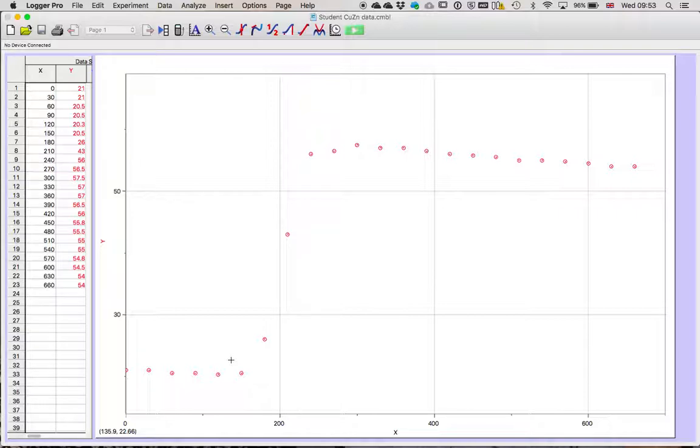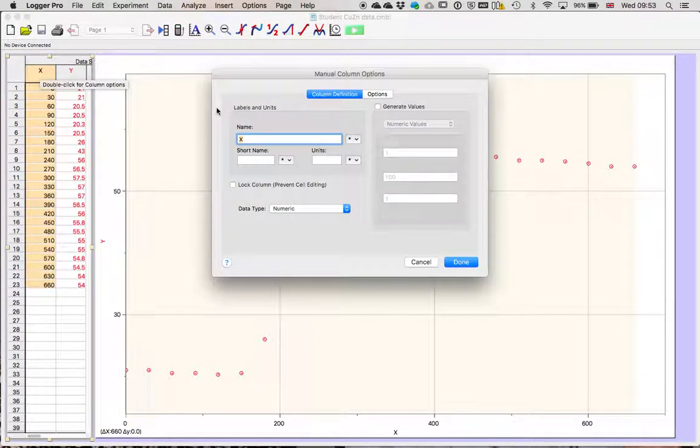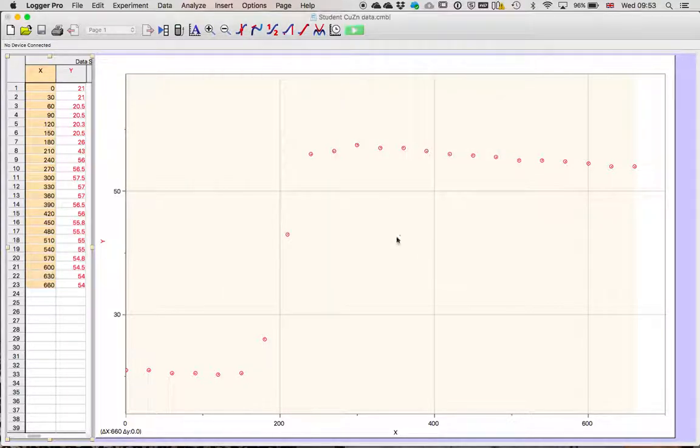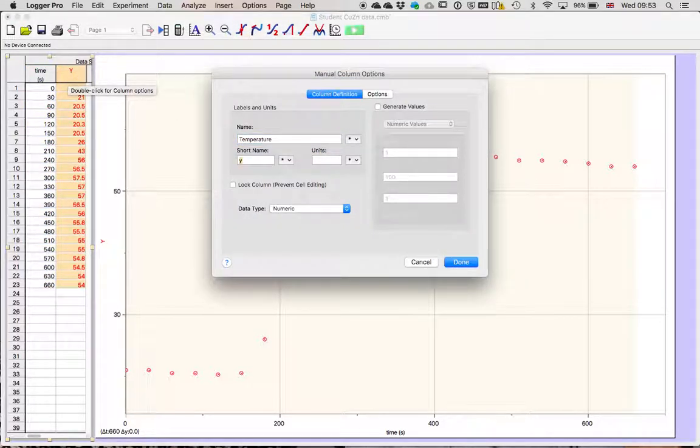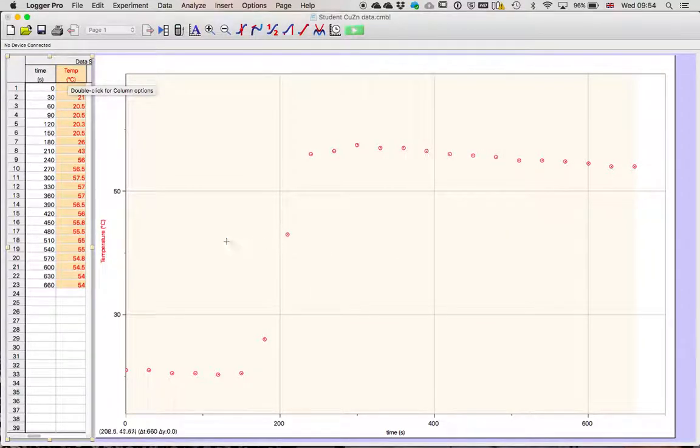Here we are, and we've got two columns of data, X and Y, and we've got a decent looking graph here, but what's our first problem? So we first need to put some axes labels. So if you double click on the X at the top of the column, you can change that to time. And also important, we need to add seconds for the units. And this one is the temperature. And we want degrees Celsius. We have a little degree guy here, and C. So that automatically shows up on our graph, so that's helpful.